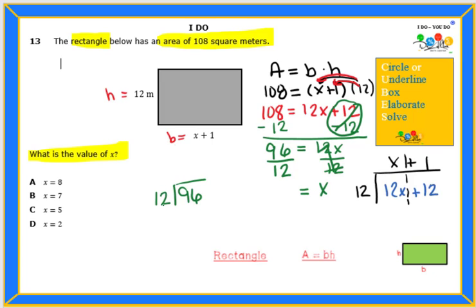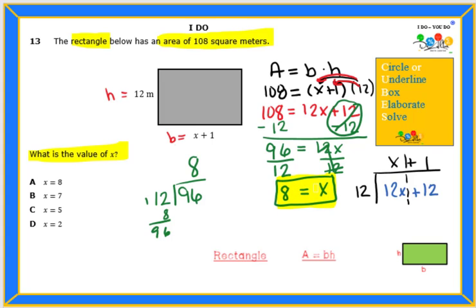I just want to think of something times 12 that I know is 96. So 12 times 8 is 96. So we get 8 equals x, or x equals 8. Remember the question was saying, what is the value of x? So we are done here. We did just want to know what was the value of x.